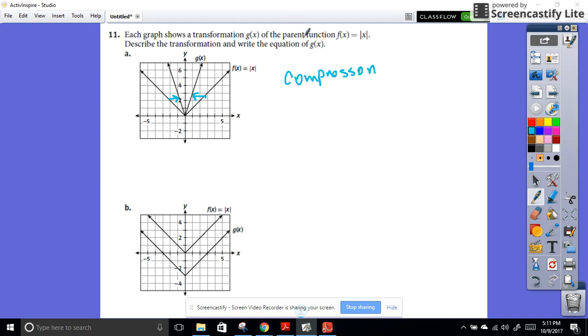Since it's a compression, that means my k is going to be greater than 1. So how much did it compress? Where it was, it looks like a 3, because see, this is 1, 2, 3. This is the point 3, 3. 3, 3 changed to the point 1, 3. So what happened right there? What 3, 3 was originally became a 1. So it looks like g of x, we divided it by 3. 3 divided by 3 gives me 1.